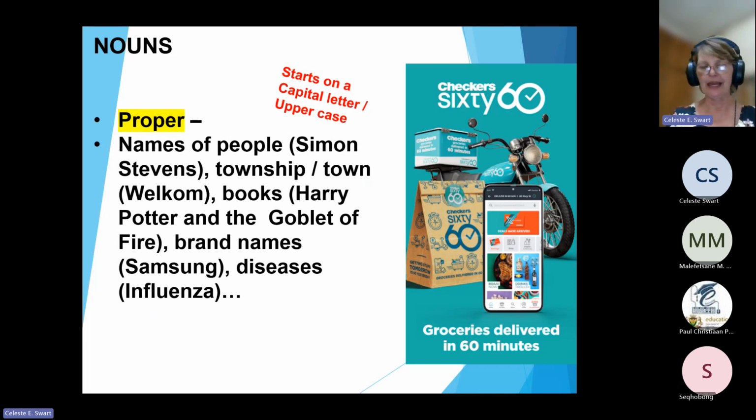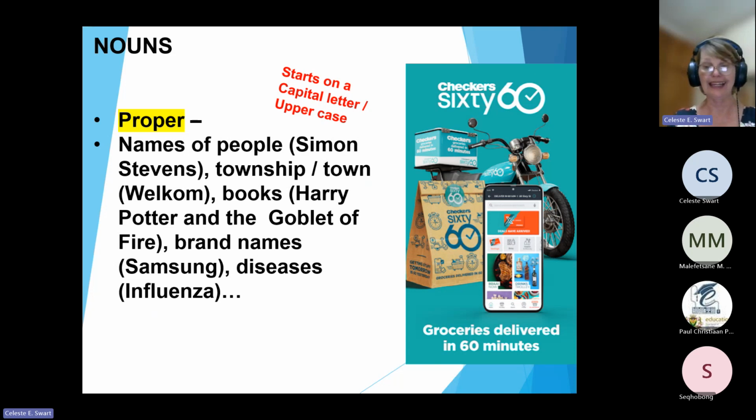So we think of it this way. Look around, we see our friends, we know that their names start with capital letters, and that's proper nouns. The names of people, Simon Stevens, townships or towns, Tabong, Welkom, Bloemfontein, books, Harry Potter and the Goblet of Fire, the Holy Bible, the Quran. So there are a lot of different proper nouns. Brand names like Samsung, diseases like influenza. And then, of course, we say, proper nouns always start on a capital letter.